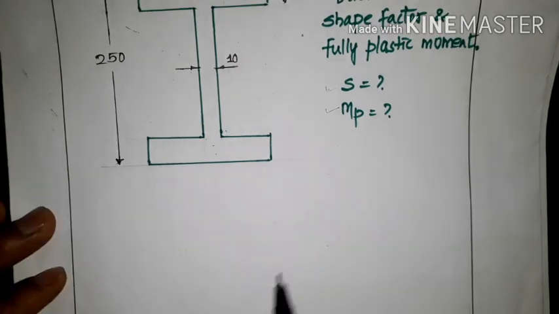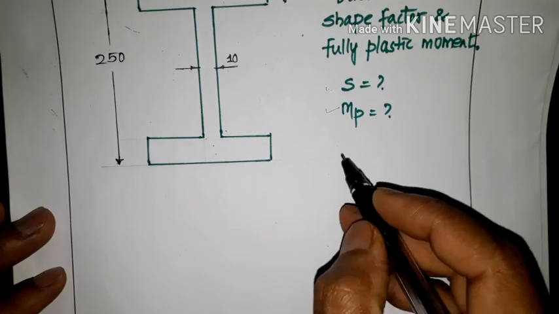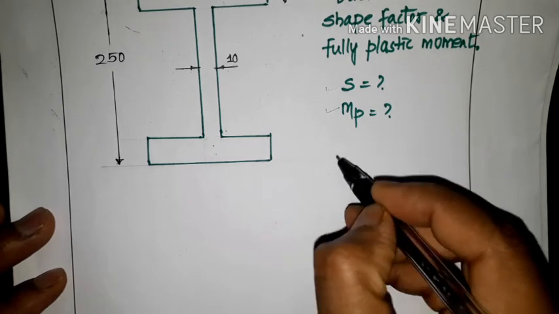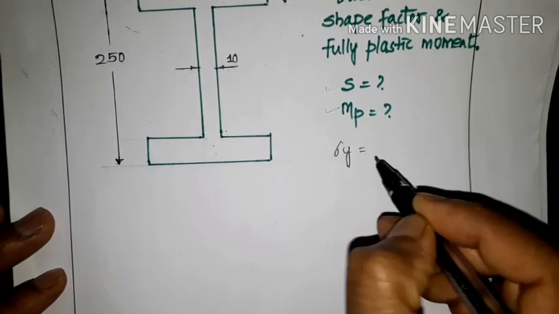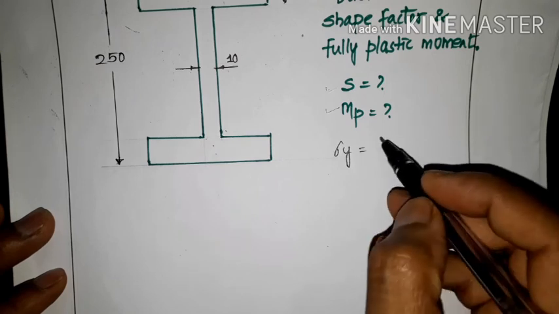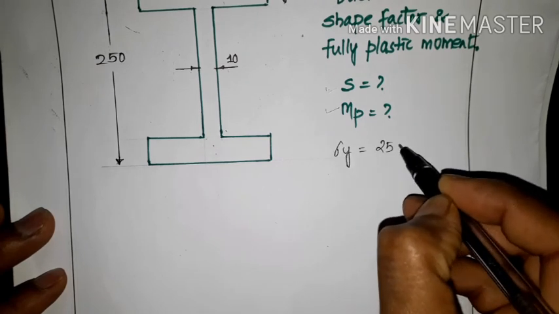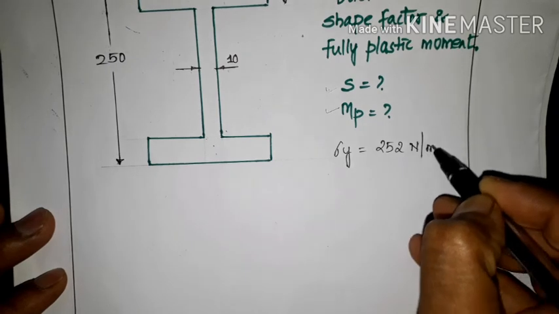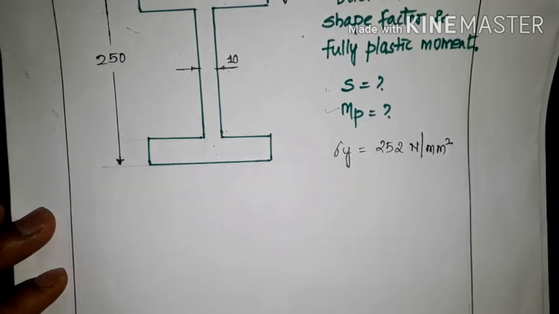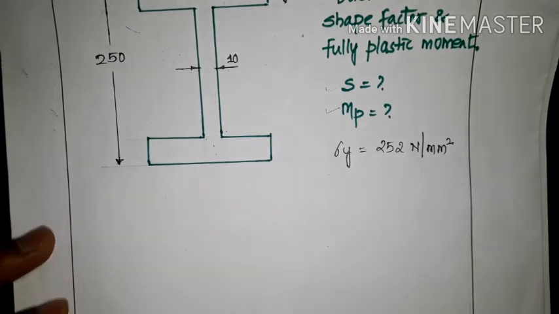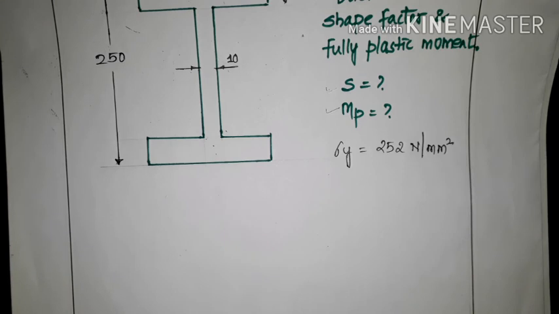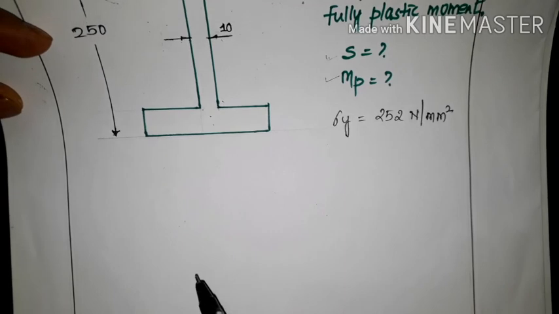And also they are given the value of yield stress as 252 Newton per mm square. Okay. So we'll start with this.